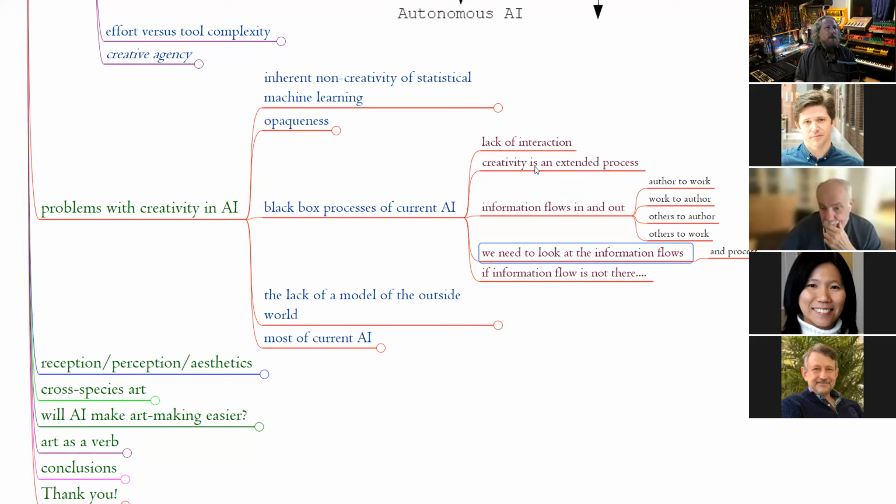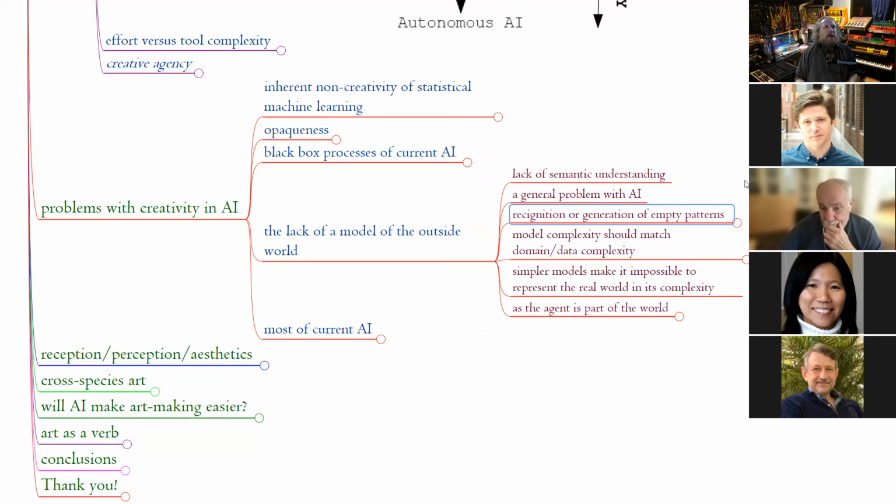There is a fundamental lack of a model of the outside world, which leads to a lack of semantic understanding in these algorithms, which means that we are basically emulating the surface, the statistical properties of the symptoms of what people have created. They are not relating to what actually caused that.